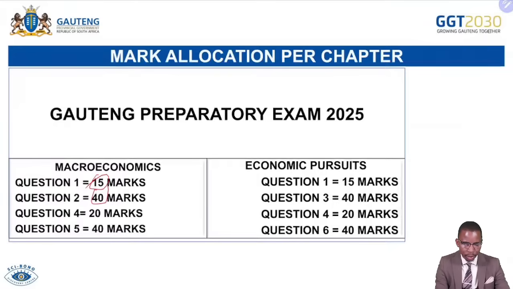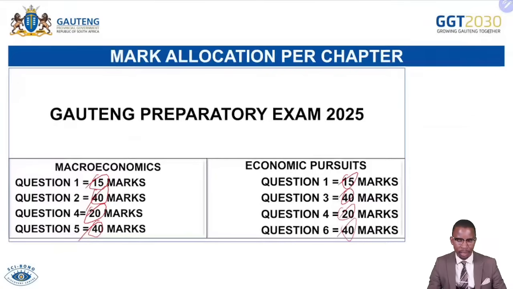Question 2 has 40 marks, which is your Section B. Question 4 is 20 marks, meaning it's half. And then Question 5 is 40 marks. Economic pursuits: Question 1 is 15 marks. Question 3 is 40 marks. Question 4 is 20 marks. Question 6 is 40 marks.